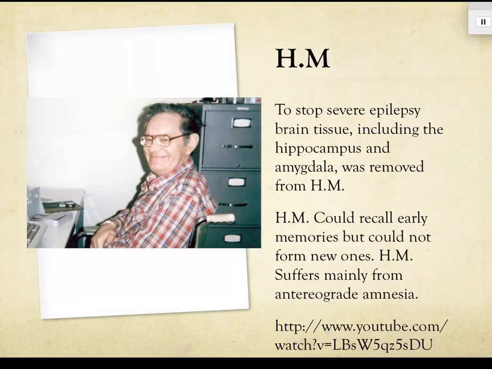Our last case that we'll talk about is the case of HM. HM was an individual who suffered from very severe epilepsy, and when he went through surgery, part of his hippocampus and amygdala were removed. One of the interesting things we found related to HM was that he could recall earlier memories, but he could not form new memories. So in this particular case, HM suffered from what we would call anterograde amnesia, and I've also posted a video on YouTube for you all to watch a little about HM's particular case.